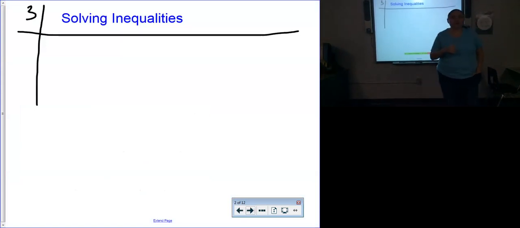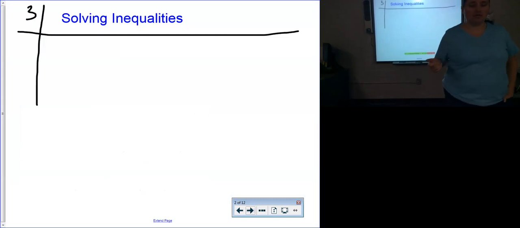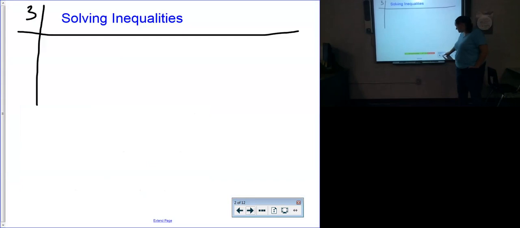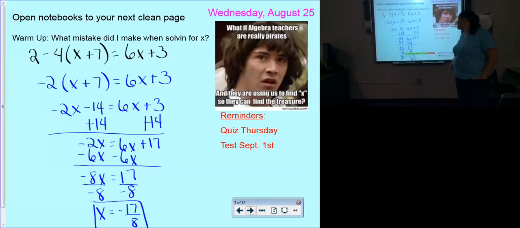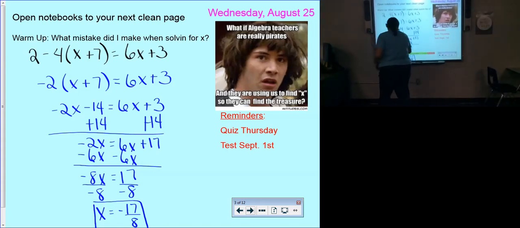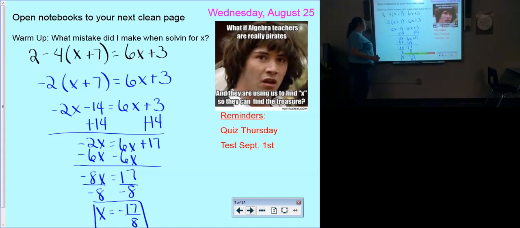Okay, let's start. In your notebook, go to your next clean page and put the title of Solving Inequalities. All right, so I want you to take a look at this and decide what the mistake is that I made. Pause the video and see what that is. All right, you should be resuming back to the video, and now you're finding out what the mistake was that I made.